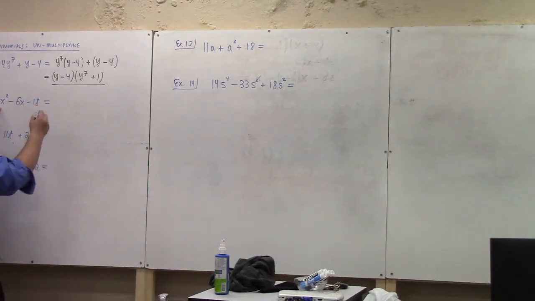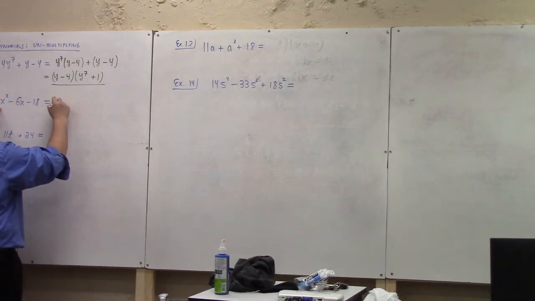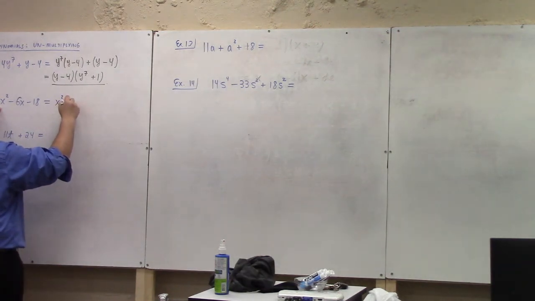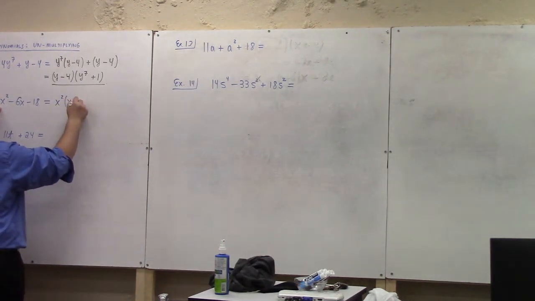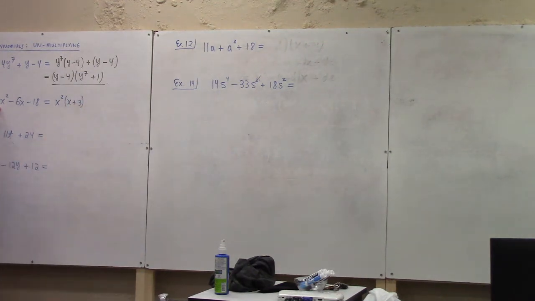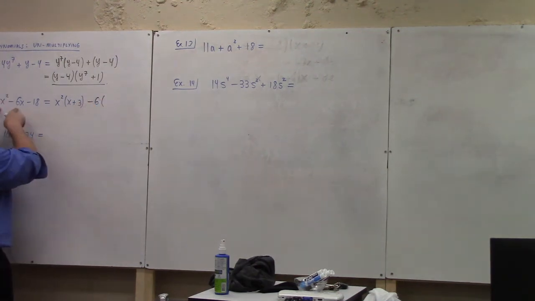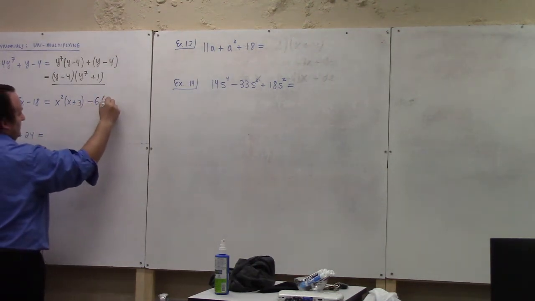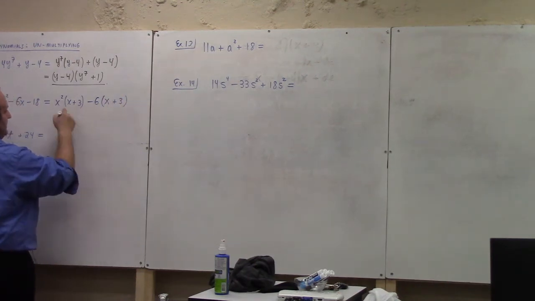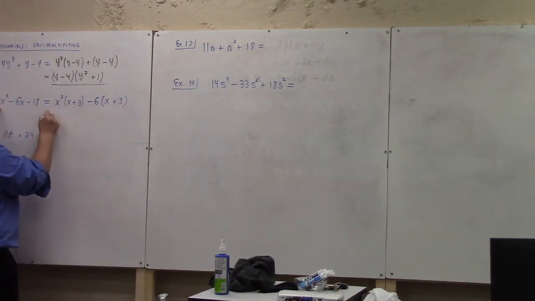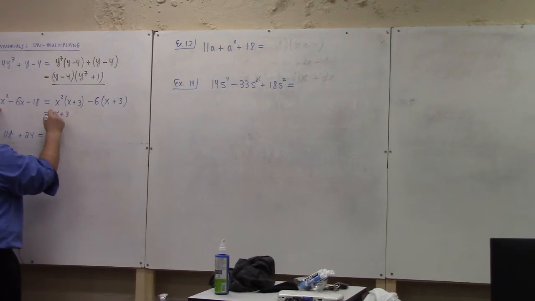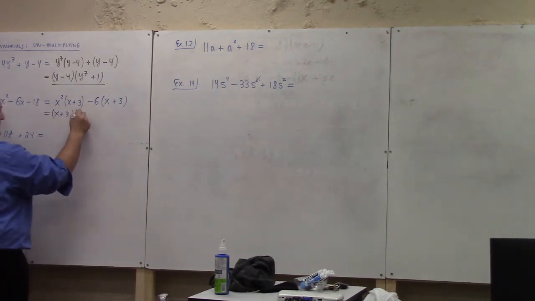So like this one pops out at me. That's x squared times x plus 3, right? And once you find one x plus 3, you hope you can find others, right? So how about minus 6 times what? x plus 3. So we got this x plus 3. We can factor that out, and we're left with x squared minus 6.